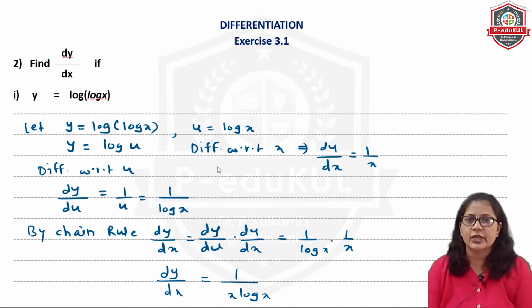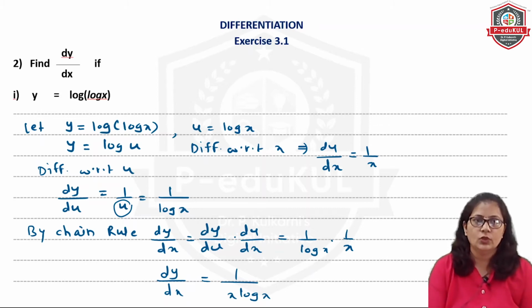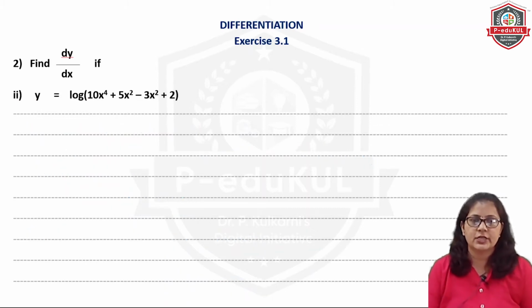So when I differentiate u with respect to x, what I'll get? du by dx is equal to 1 by x. And here dy by du is 1 by u. And here I am putting the value of u as log x. And therefore by chain rule, dy by dx is equal to dy by du into du by dx. That is 1 upon log x into 1 upon x. And that will come up as 1 upon x log x.